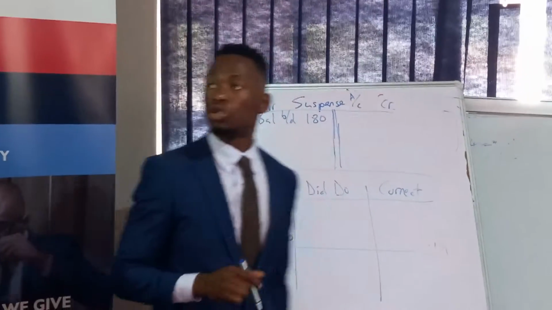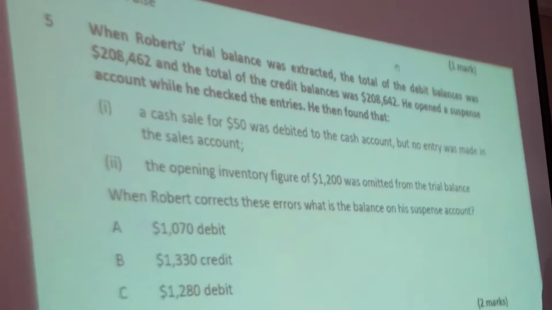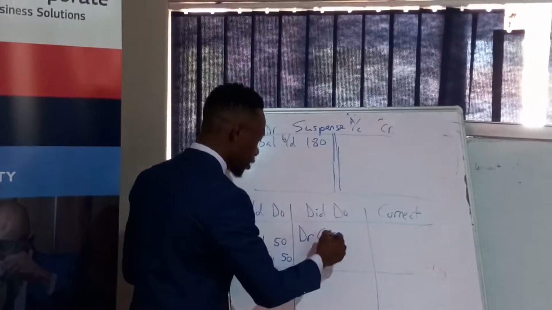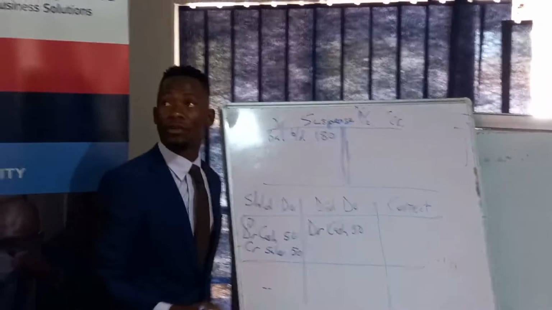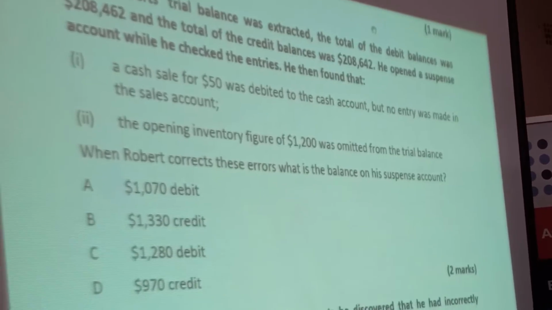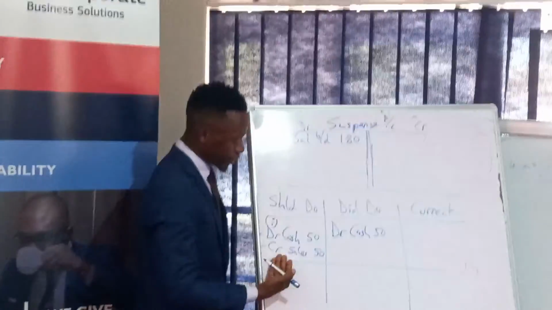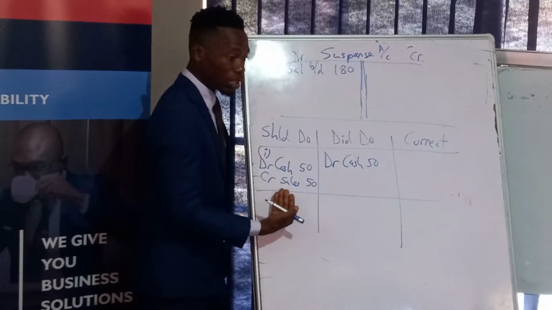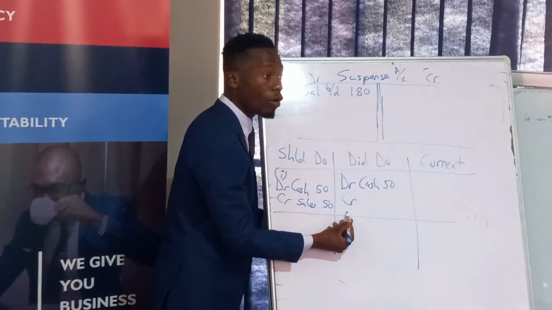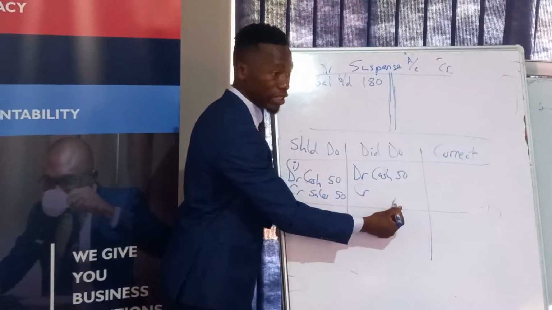Now let's read on to know what they did. Then they are saying it was debited to what? To cash account. Oh my God. So on the debit, they did it correctly. Yes, they did it correctly. So they are saying they debited cash, which is correct. Well done, whoever was preparing this. Now they are saying, but no entry was made in the what? Sales account. Guys, can you see? They were supposed to credit the sales. But on the credit side, they are saying no entry. They didn't record anything here.